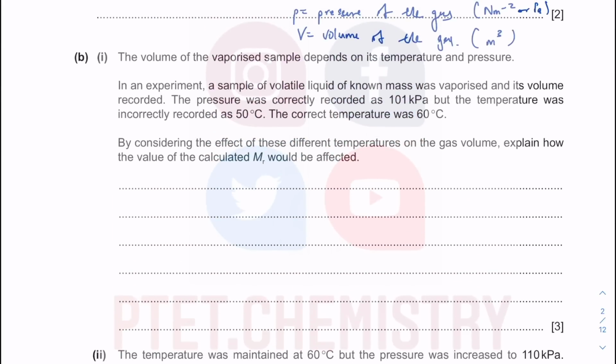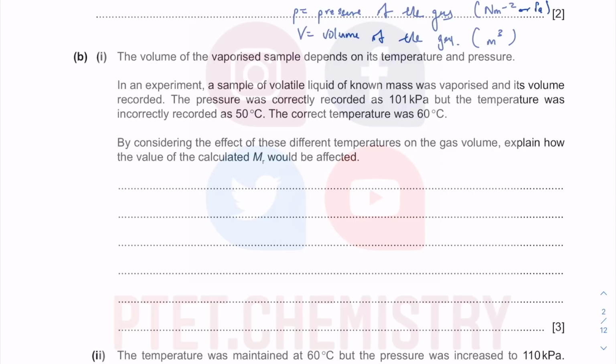So the next bit of the question. The volume of the vaporized sample depends on temperature and pressure. So in this experiment, you have a volatile liquid, you vaporize it, and then you record the volume. You have the pressure correctly recorded as 101 kilopascal, but the temperature was incorrectly recorded as 50 degrees Celsius, and the correct temperature was 60 degrees Celsius.